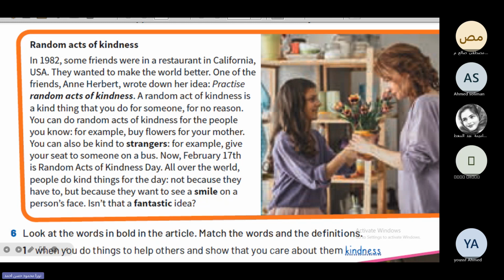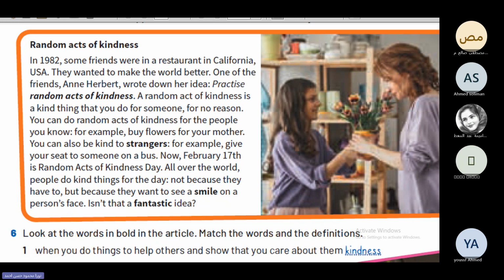Now, February 17th is Random Acts of Kindness Day. All over the world, people do kind things for the day, not because they have to, but because they want to see a smile on a person's face. Isn't that a fantastic idea?